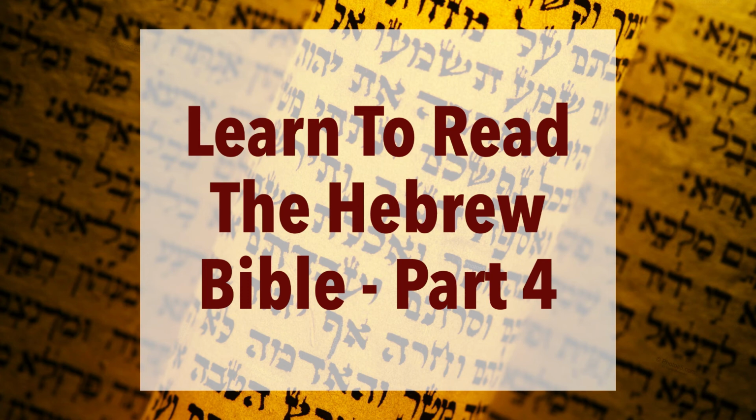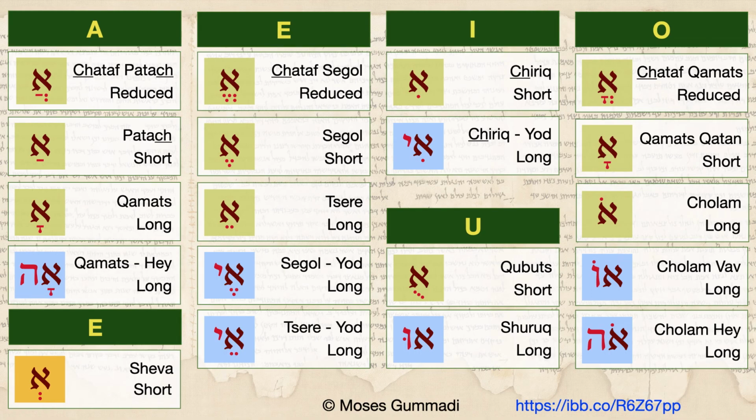We are in part 4 of our series, Learn to Read the Hebrew Bible. And in this episode, I want to read with you a small sentence from the Hebrew Bible based on our learning in the past episode about the vowels. So in the past episode, we've looked at the vowels, all these vowels that are displayed here on the screen.